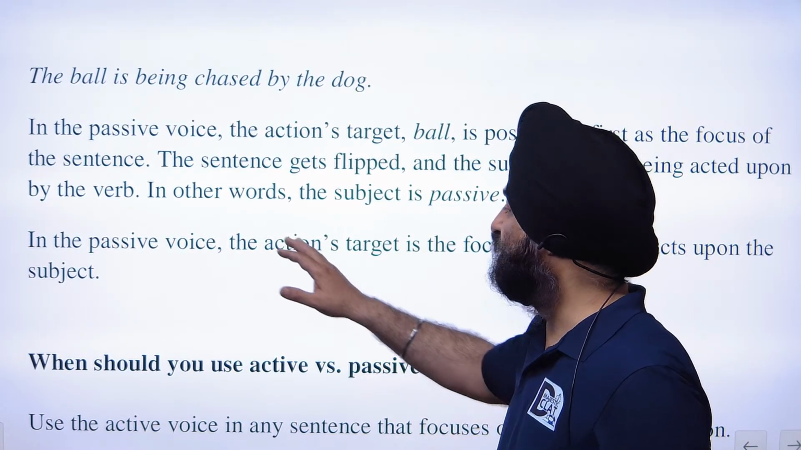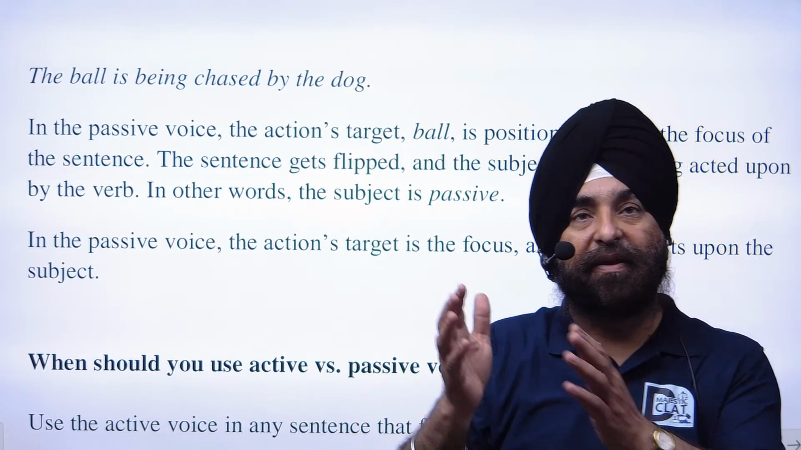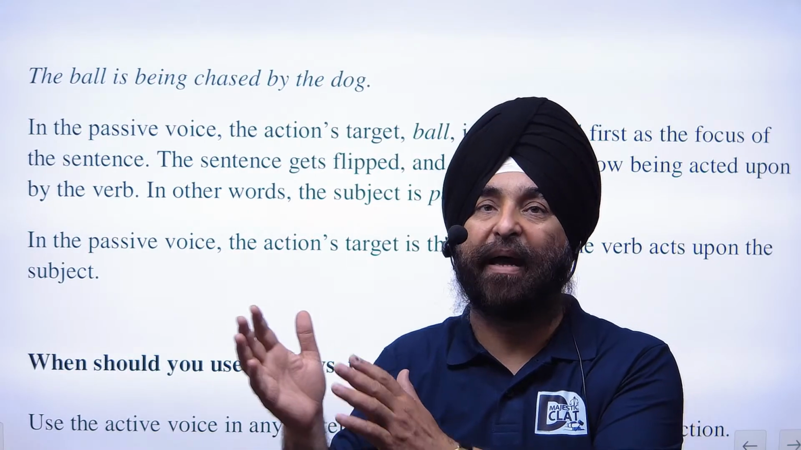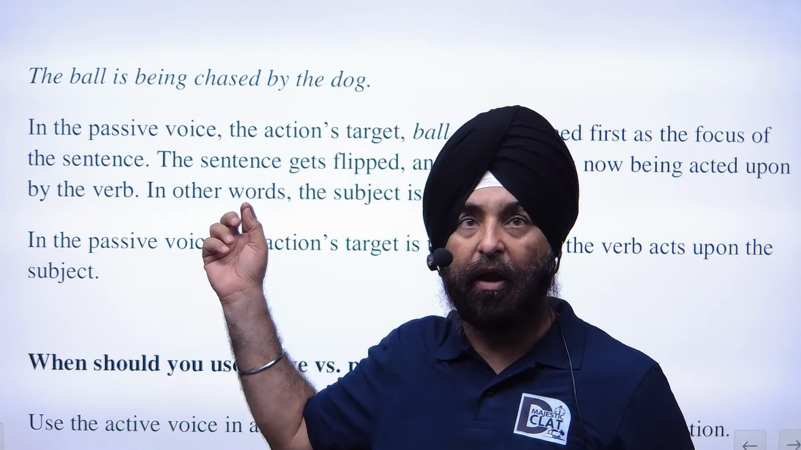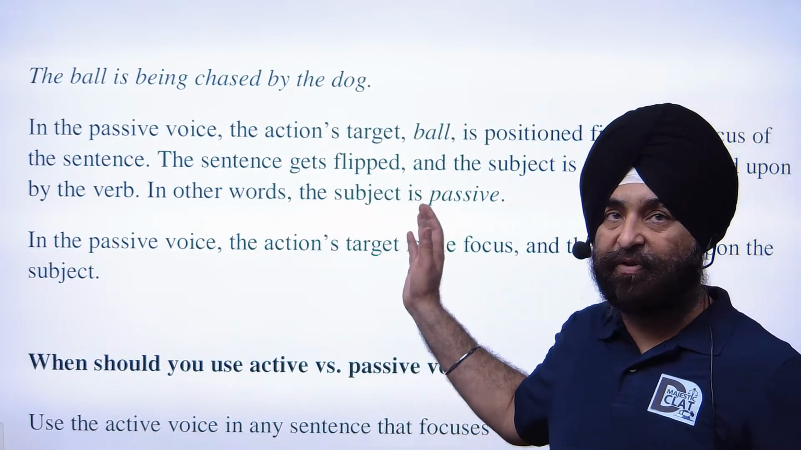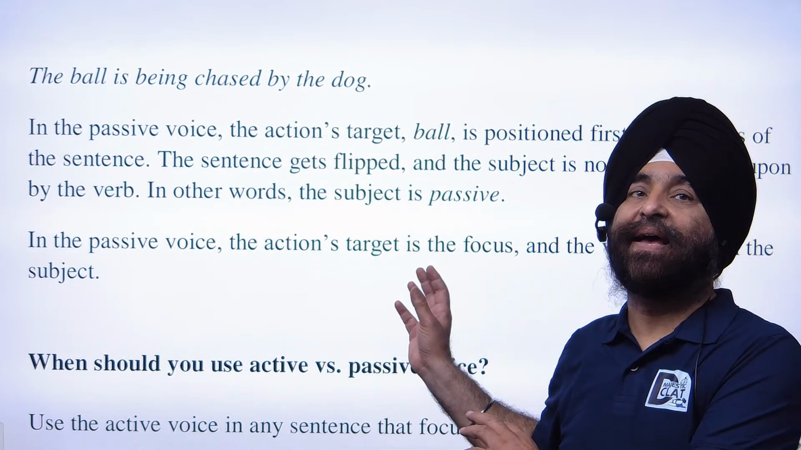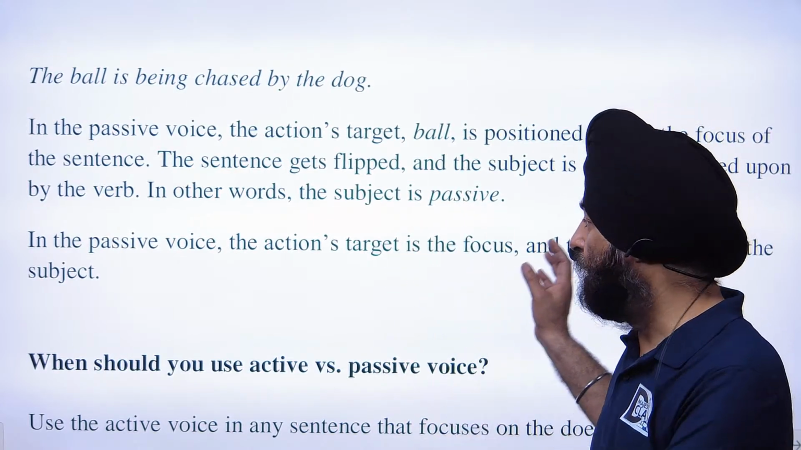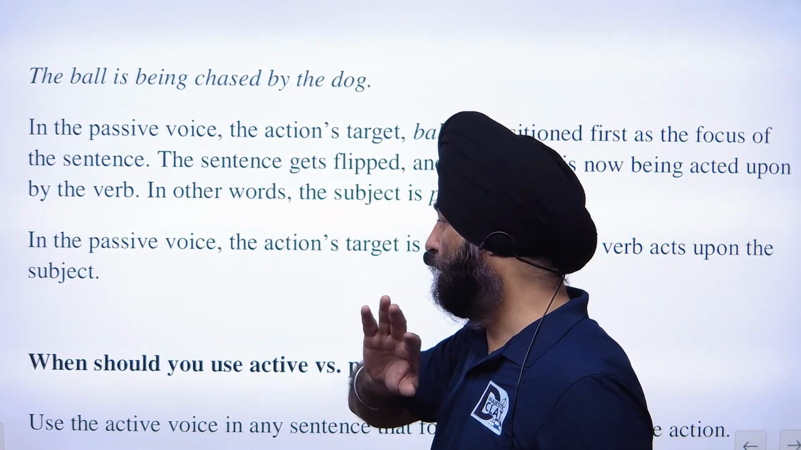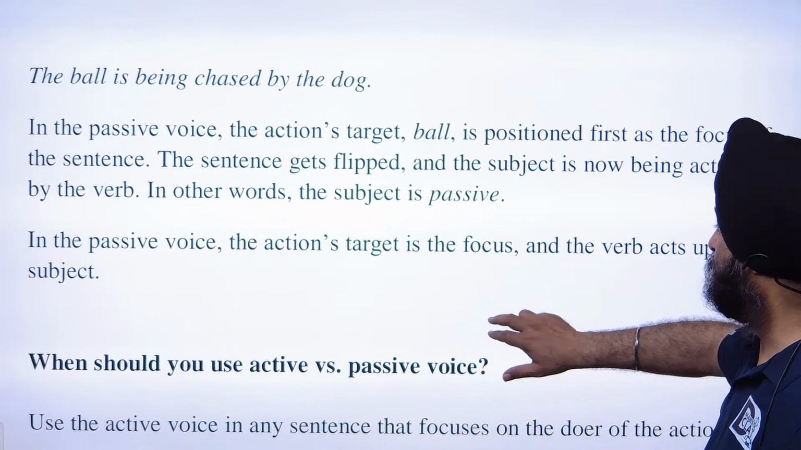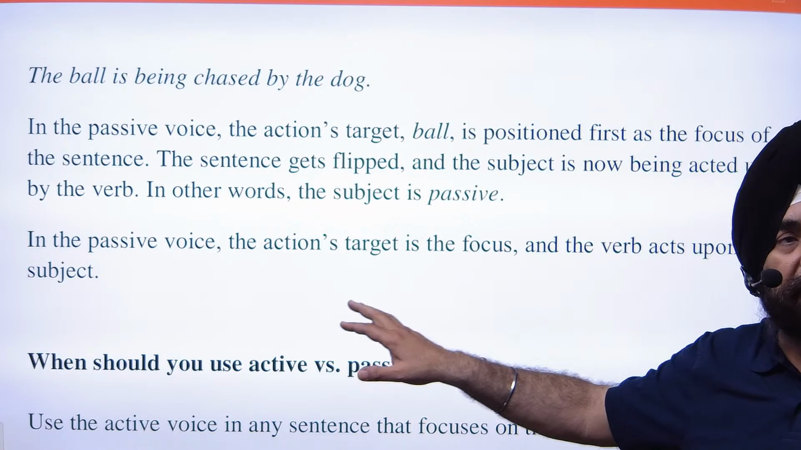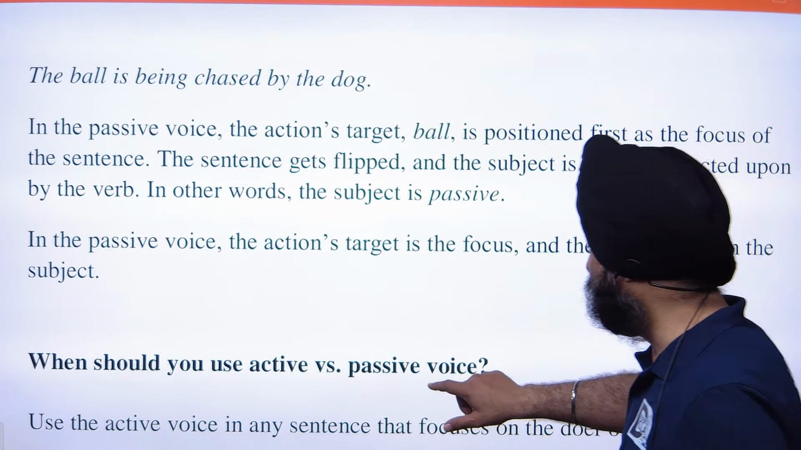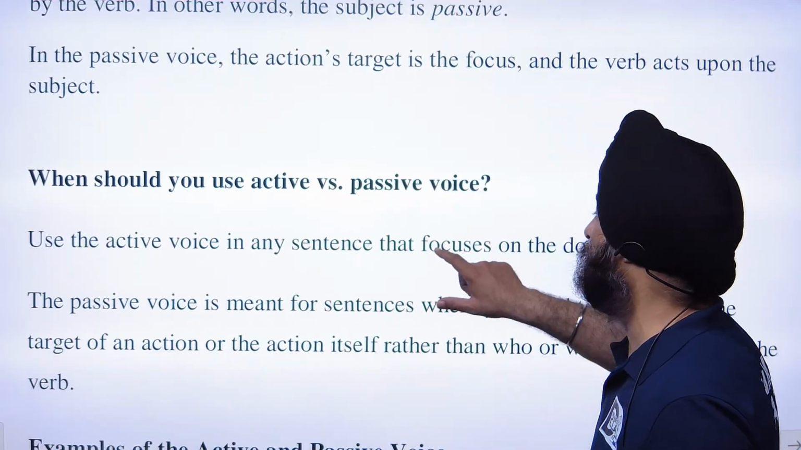In other words, what has happened? The subject has become passive. The subject that earlier was the dog in that sentence is now on the passive side. So our focus has shifted from the dog to what is happening to the ball, right? Our focus is when the verb acts upon the subject. Now, when should you use active or passive voice?